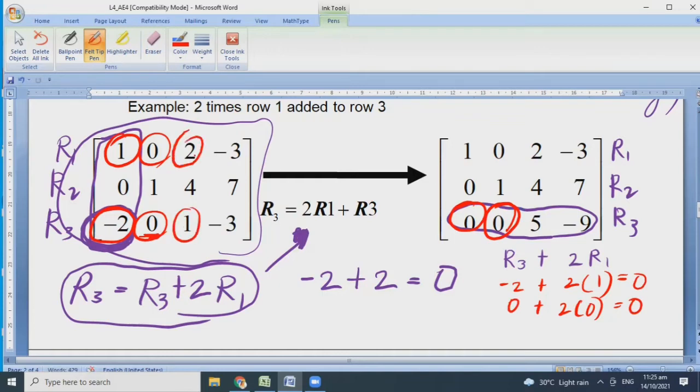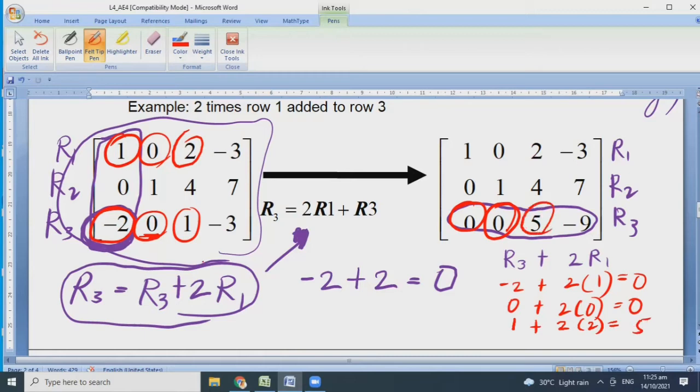Sila yung magkatapat. Row 3, row 1. So, apply the formula, 1 plus 2 times 2. So, anong sagot? 2 times 2, 4 plus 1, 5. Kaya naging entry dito, 5.